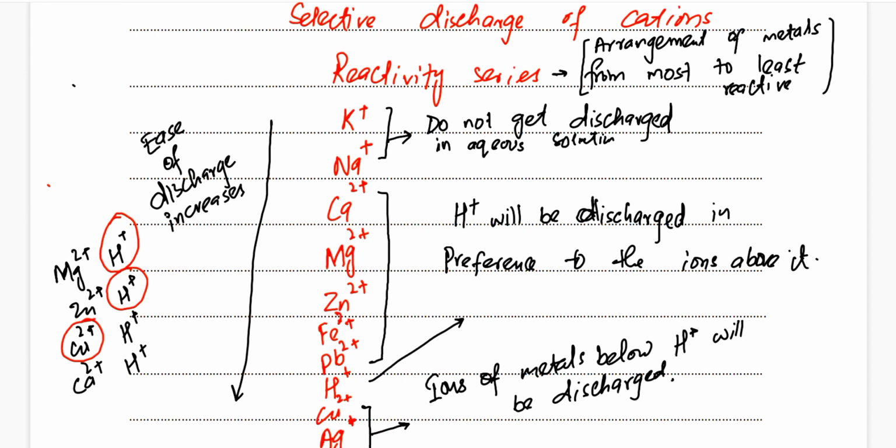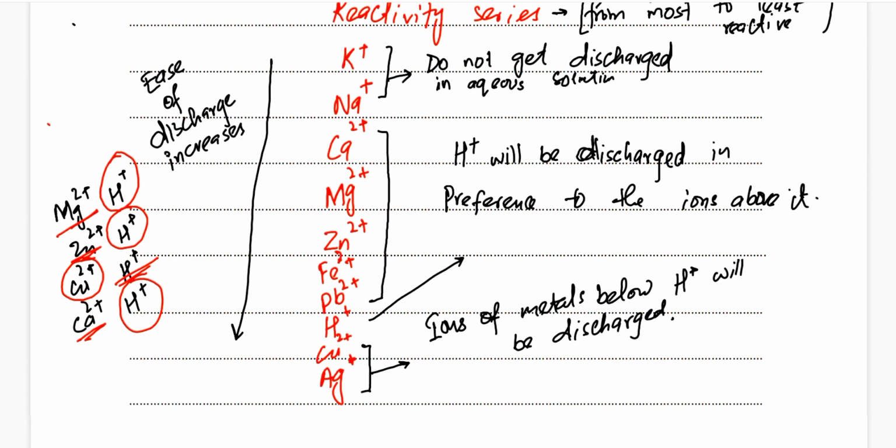And here, calcium and hydrogen, so hydrogen will be preferred to be discharged as compared to the calcium. Okay, so calcium will remain in the solution, zinc will remain in the solution, and magnesium will remain in the solution. And the others which I have circled will be discharged because it's easy for them to be discharged. Okay, this is all about the reactivity series or selective discharging of the cations.